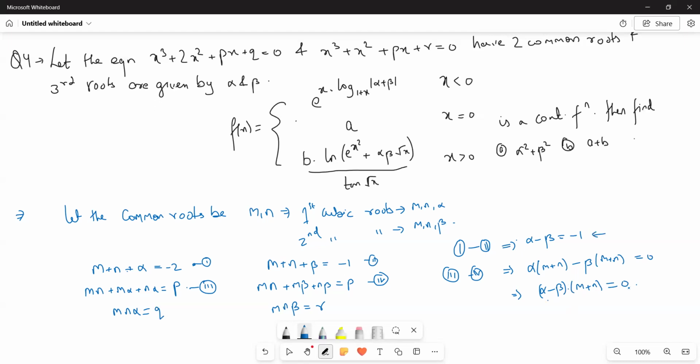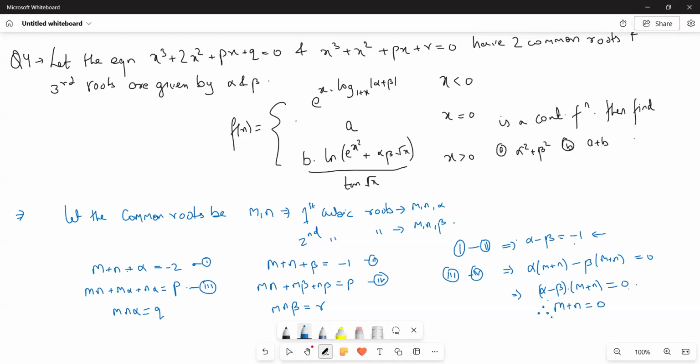But a product of two factors is 0. So either of them must be 0. But alpha minus beta is not 0 because it is -1. Therefore, what must be 0? M plus N. So m plus n is 0.